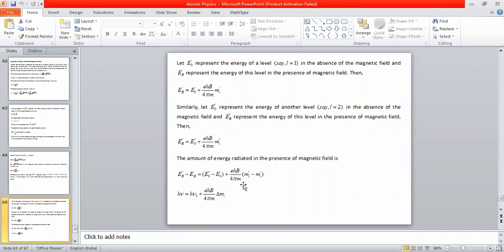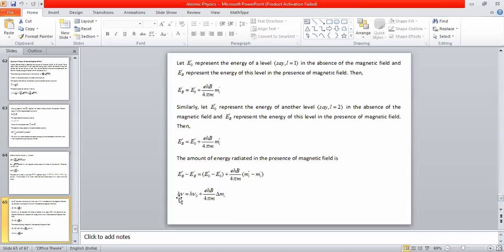So then eHB divided by 4 pi m, ML double dash minus ML single dash. So this is the expression. Whenever an electron makes a transition from a higher energy level to a lower energy level, the higher energy level is EB double dash and the lower energy level is EB dash, because we are discussing the case where the electron is making a transition from the higher energy level to the lower energy level after the application of the magnetic field. So this EB double dash minus EB dash is the energy of the photon.